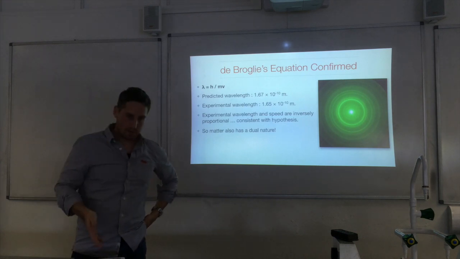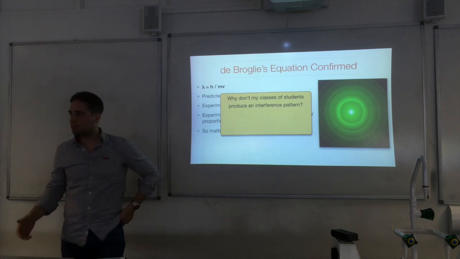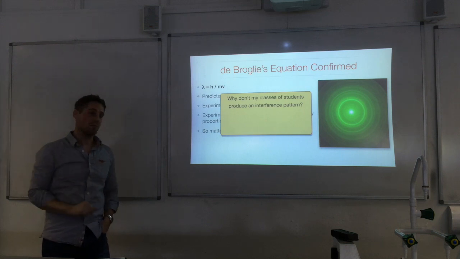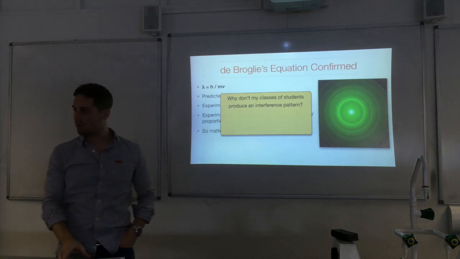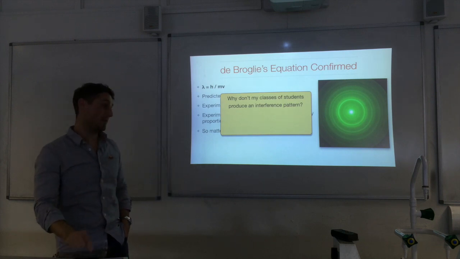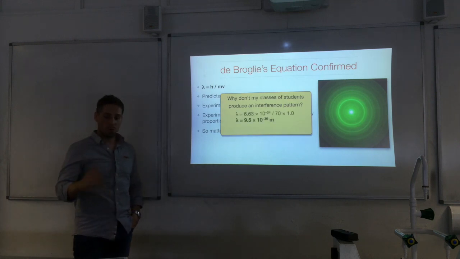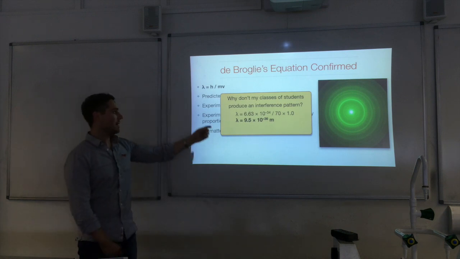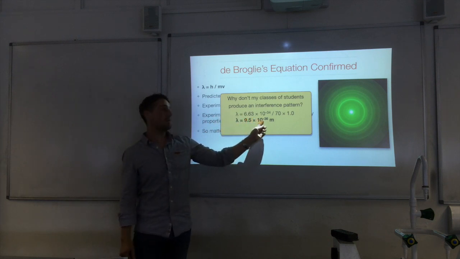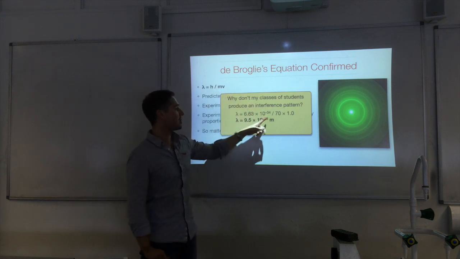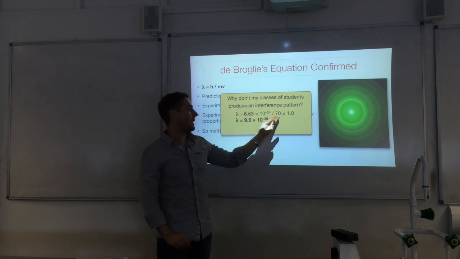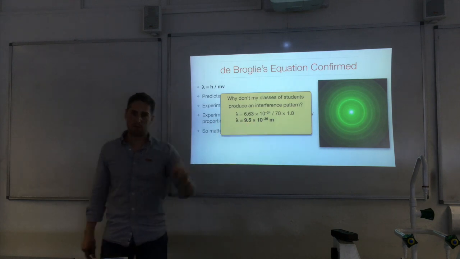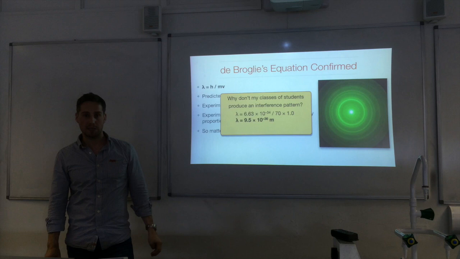So, when I have a class and all my class of students come through the door, why don't I get an interference pattern being formed on the rear wall there? Why don't classes of students coming through the doorway produce an interference pattern? Well, let's work out the wavelength for a student walking through the door. Okay? Planck's constant, 6.63 times 10 to the minus 34, that's the h, divided by the mass of a student, let's say 70 kgs, and let's say they go through the door at 1 metre per second. Calculate that, and their wavelength is 9.5 times 10 to the minus 36 metres.